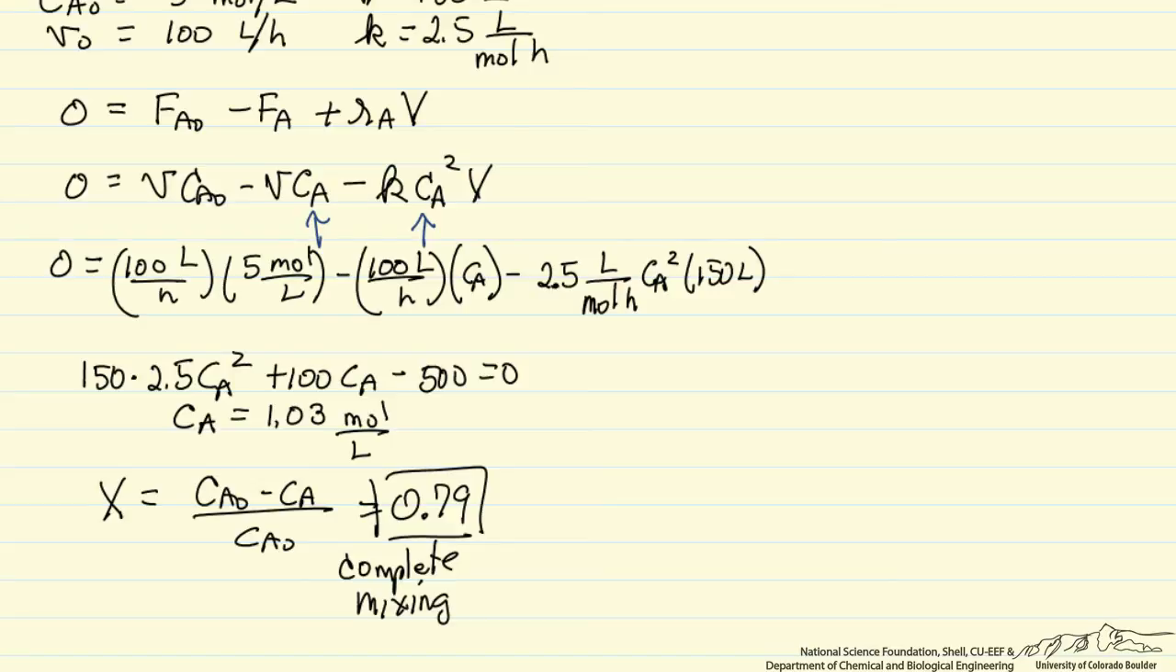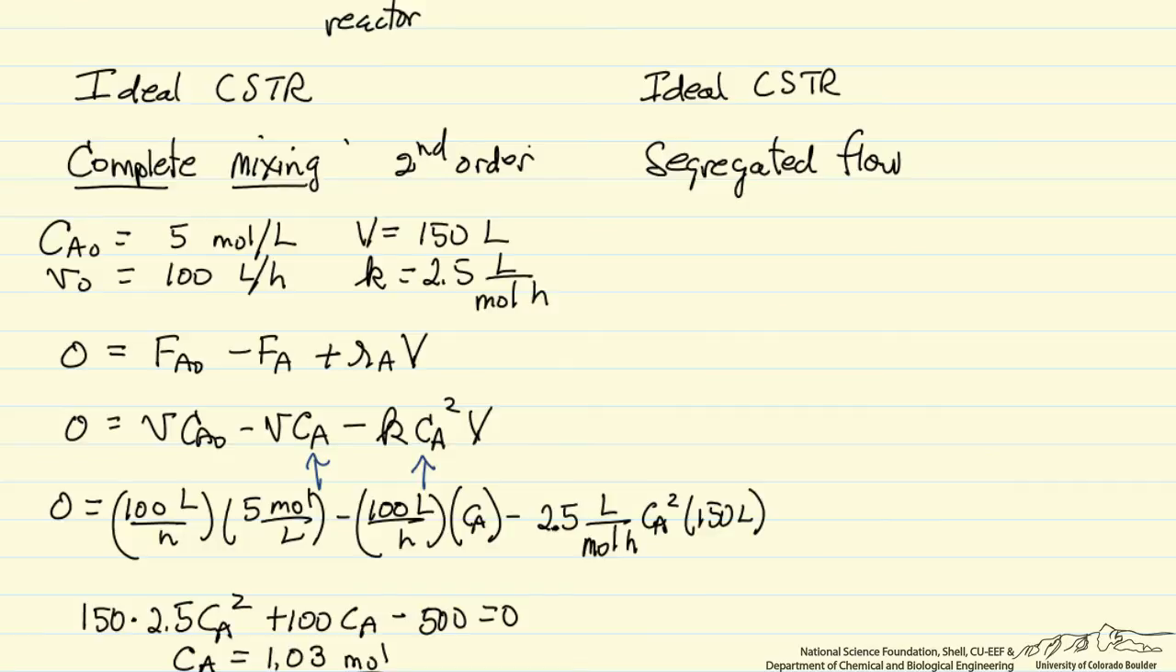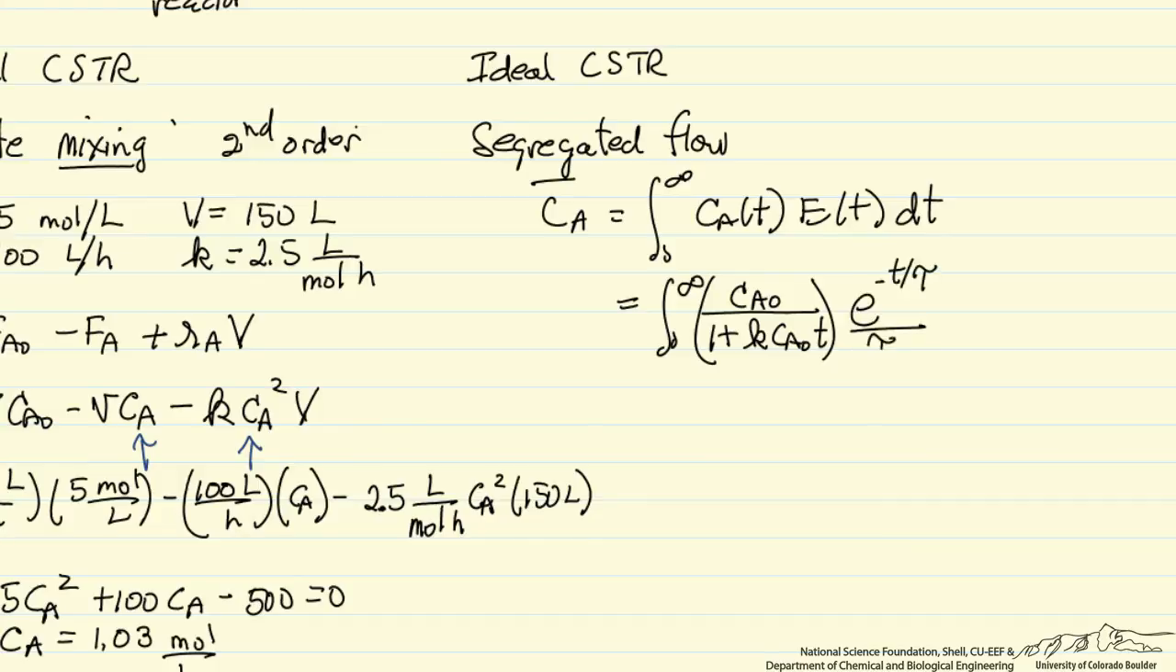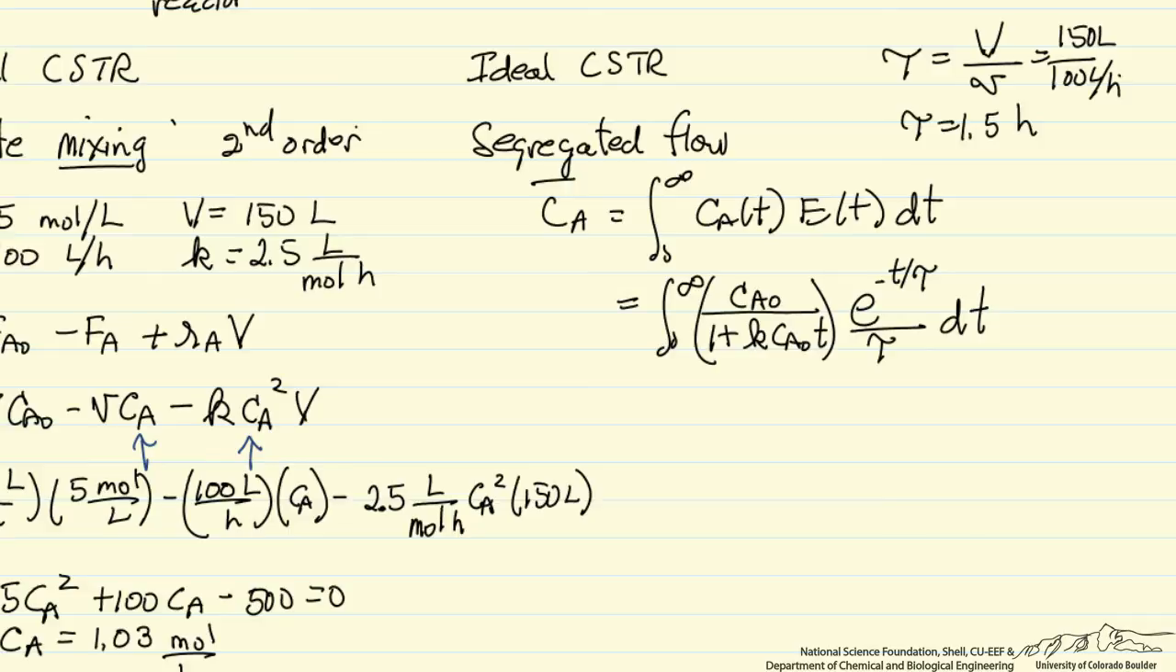Now let's contrast that to where we assume segregated flow. I've just copied the equation down again for segregated flow. For a second order reaction, if we solve the mass balance, which is certainly done in other screencasts, the equation relates the concentration, a function of time, to the rate constant and initial concentration. For the ideal CSTR, the residence time distribution, which is also derived in other screencasts, is given here, where tau is the volume of the reactor divided by the volumetric flow rate. In this case, 150 liters over 100 liters per hour, so tau is 1.5 hours, the base time, in this case the residence time in the reactor.